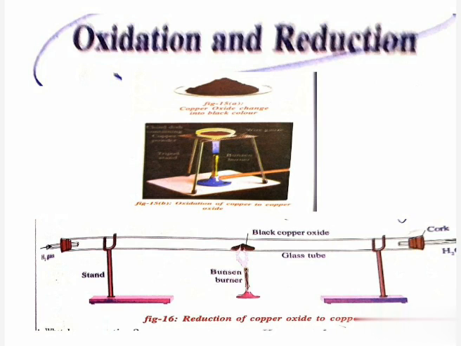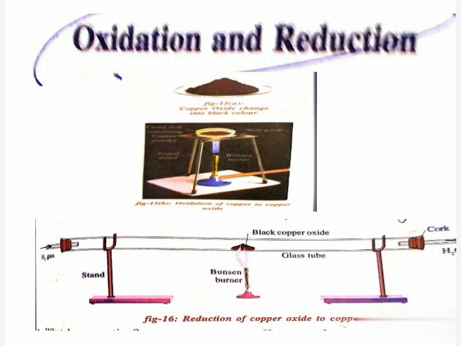So when we place this china dish with copper powder on the Bunsen burner, the surface layer of the copper becomes black. Why does the color change? When we place the china dish with copper powder on the tripod stand, we are heating it. On heating, the copper powder reacts with the oxygen present in the atmosphere and forms copper oxide.